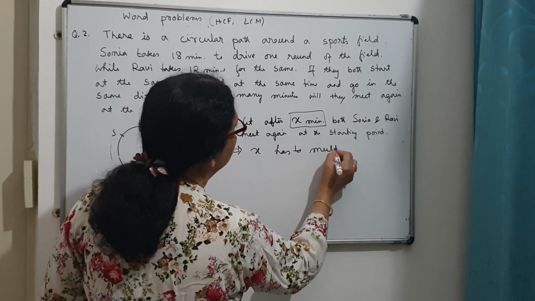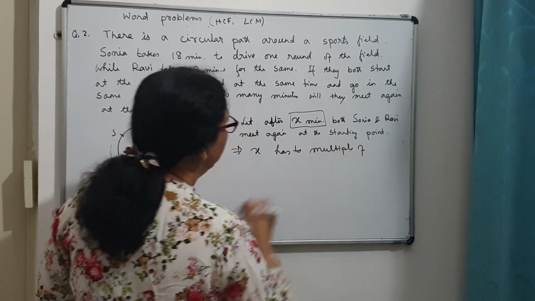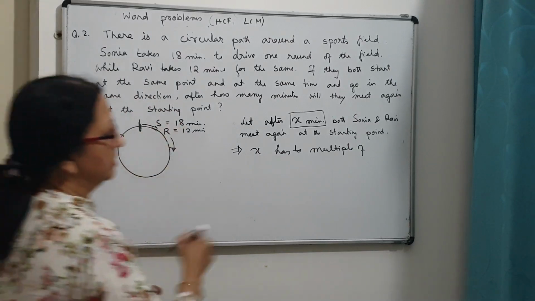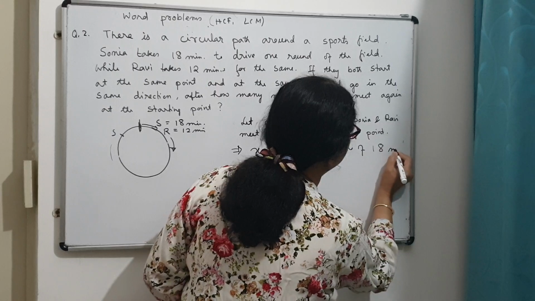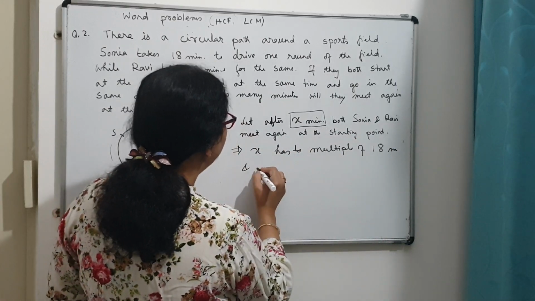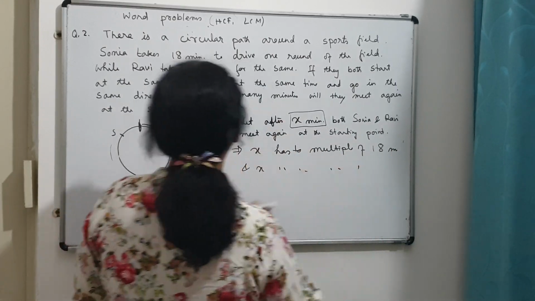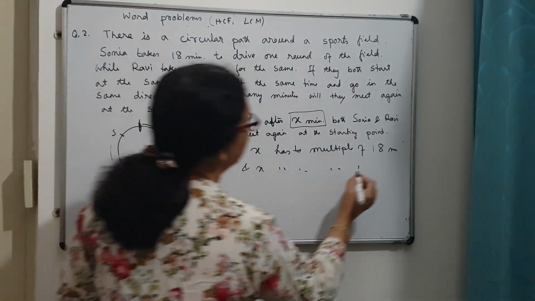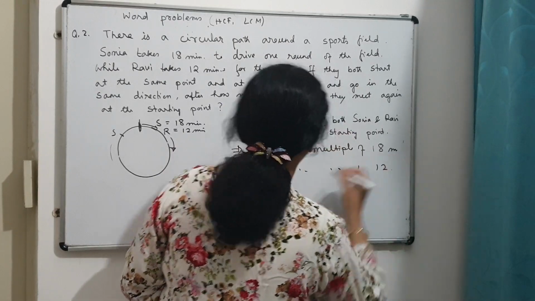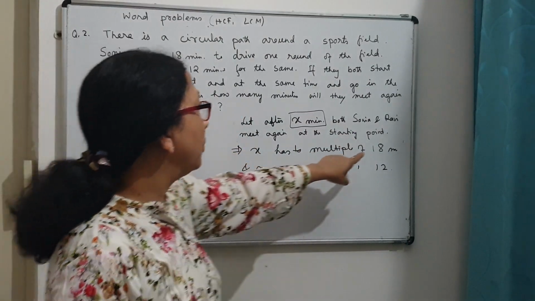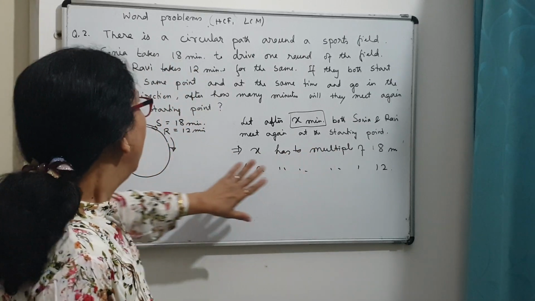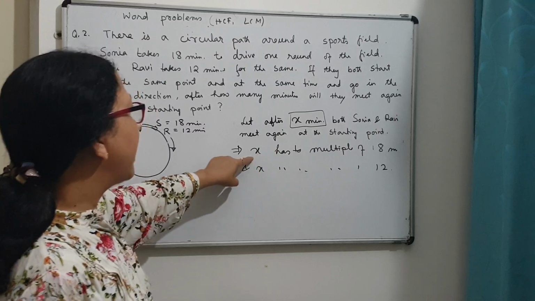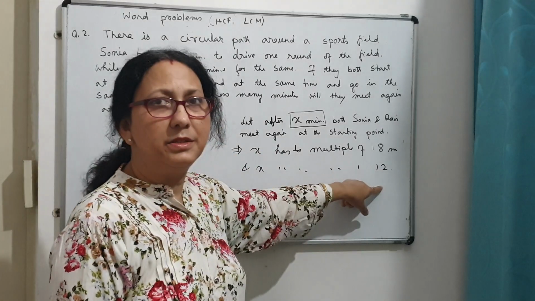So that means x has to be a multiple of the time of Sonia's one round, that is 18 minutes. And as well as x also has to be a multiple of Ravi's time of completing one round. So that is what we observe. So this x has to be a multiple of both 18 and 12. So obviously this x has to be a common multiple of these two numbers.